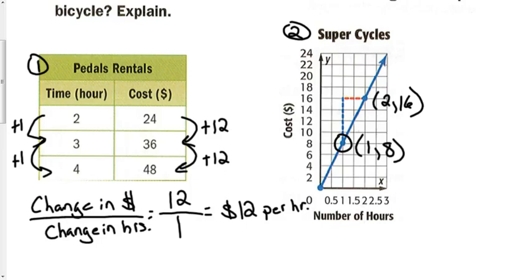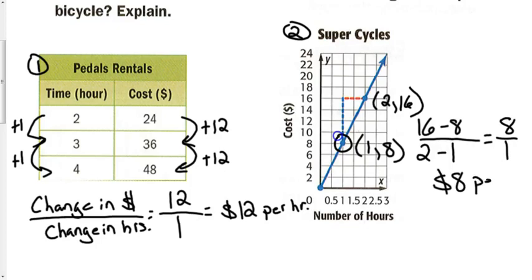So the change in dollars. So in this case, our dollars are 16 and 8. So we'll do 16 minus 8. In our change in hours, we have 2 and 1. So we'll do 2 minus 1. So that gives us 8 over 1, or $8 per hour.